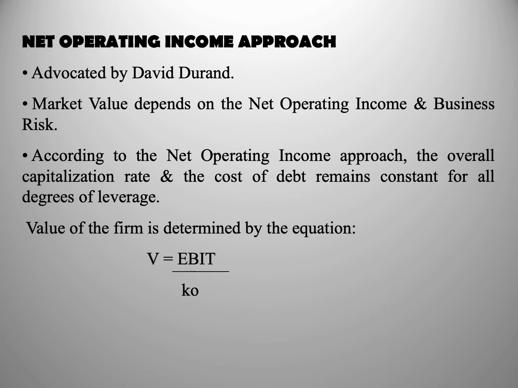According to the net operating income approach, the overall capitalization rate and the cost of debt remain constant. That means the capitalization rate, KO, and the cost of debt will remain the same for all degrees of leverage. So the value of the firm here is determined by the formula EBIT upon KO. This approach is totally opposite to the first one, that is, the net income approach.